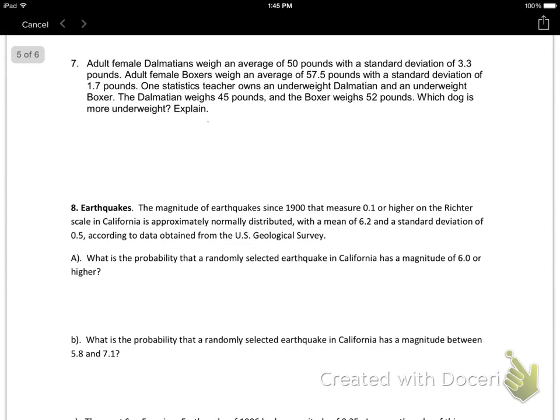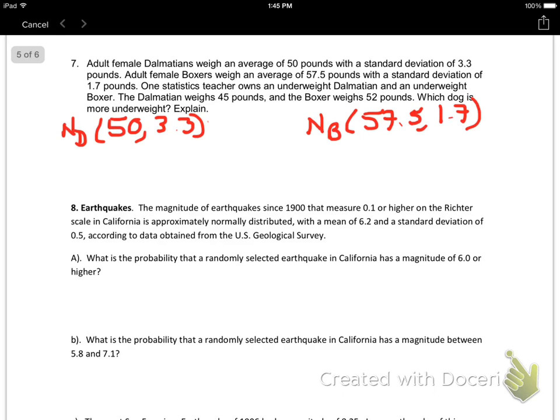Okay, so number 7 is a z-score problem. Well, it's a relative position, the last thing we learned. And so all you have to do is find the z-score. So we have the normal distribution of Dalmatians, which is 50 pounds and 3.3. And we have the normal distribution for boxers, which is 57.5, comma 1.7.